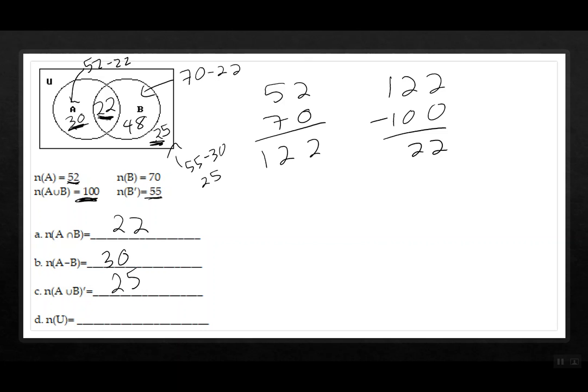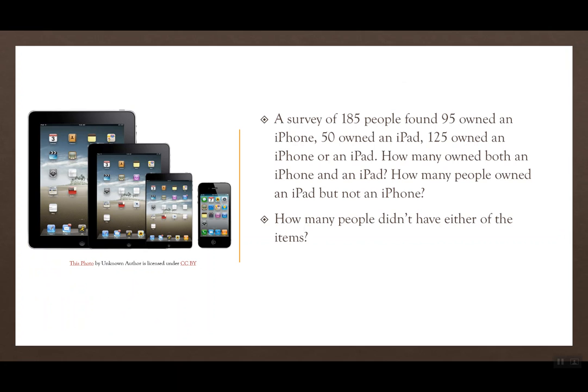So the entire box will be 30 plus 22 plus 48 plus 25. So let's add up 30 plus 22 plus 48 plus 25. That gives me 125. So let's move on, do similar kind of thing, but let's add a word problem.